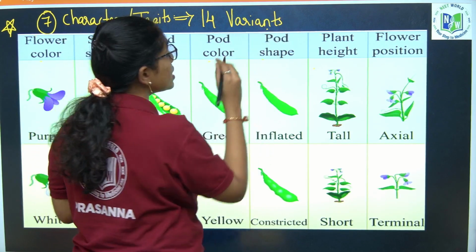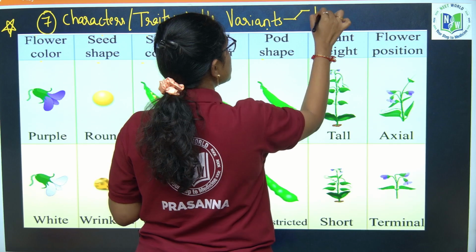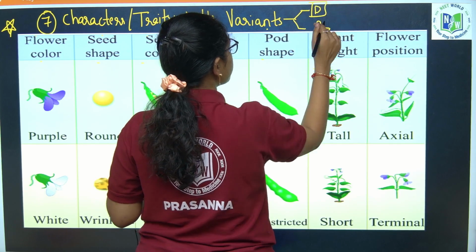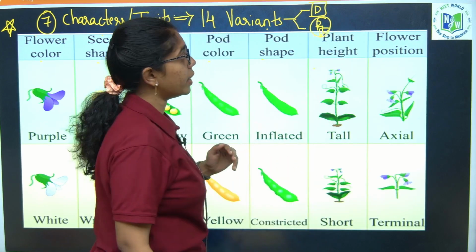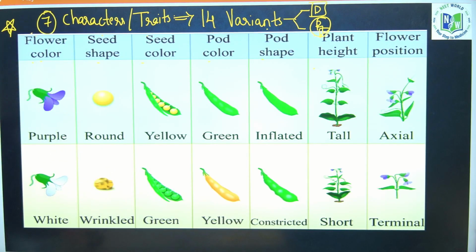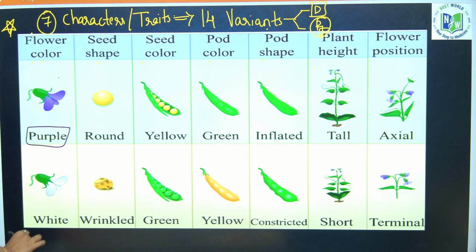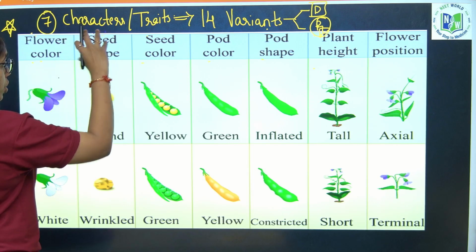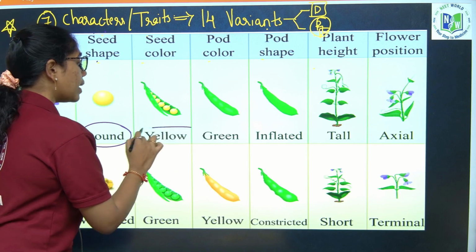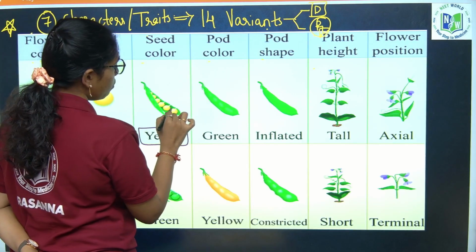Of these variants, it is very important for you to know which is dominant and which is recessive. You have to know it clearly. Let us take flower color. Purple is dominant. When we consider seed shape, round is dominant. When we consider seed color, yellow is dominant.